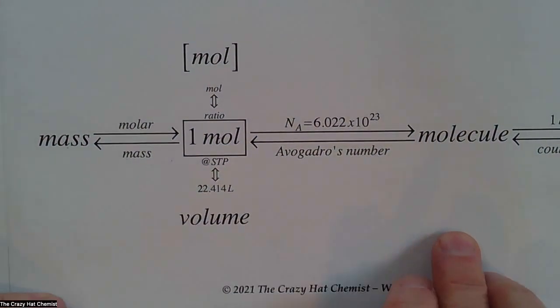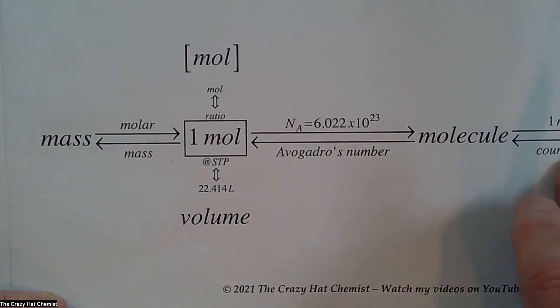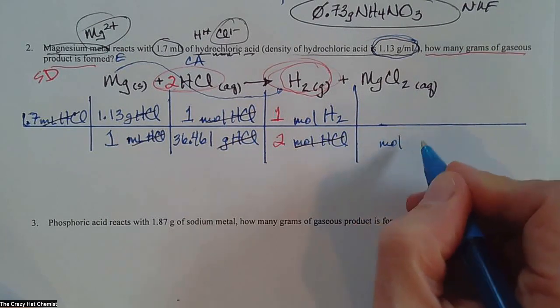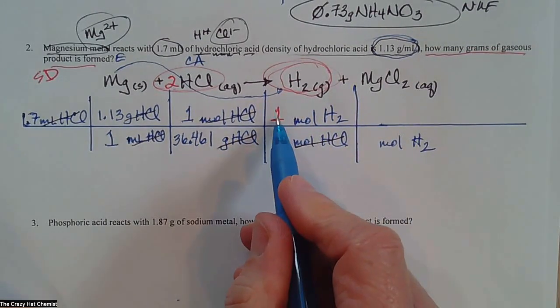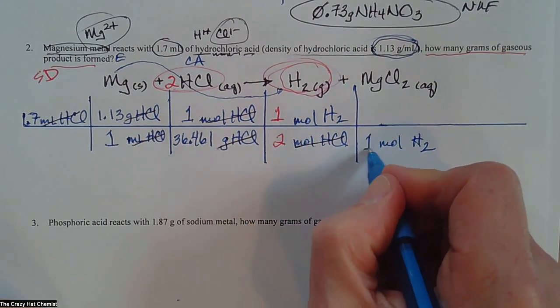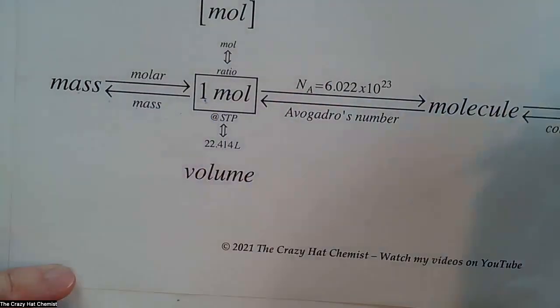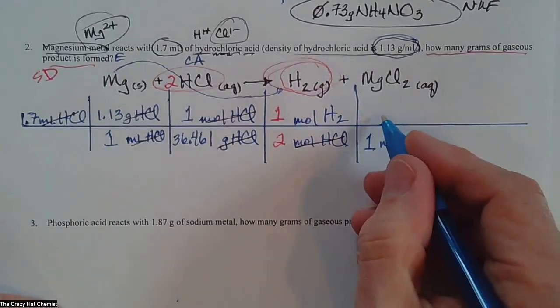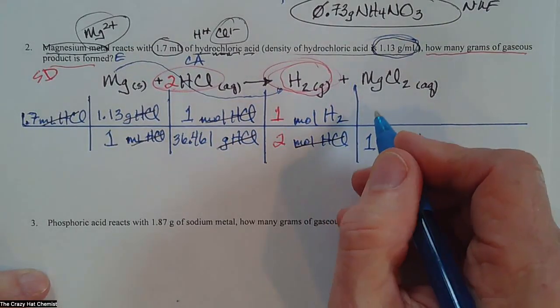And so we're going to go over here. We have moles. We want mass. We're going to be using the molar mass. So moles of H2 go in the denominator. And how many moles? 1 mole, because this 1 mole is equal to the molar mass. Okay, and then we're going to have grams of H2, and that's going to be 1.0079 times 2.